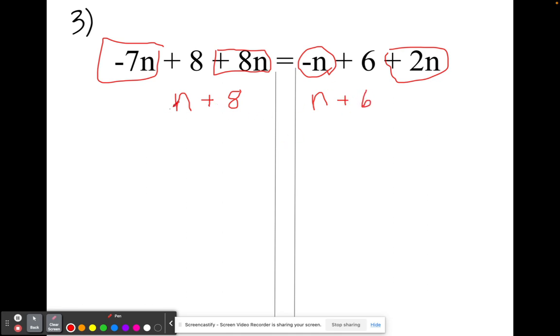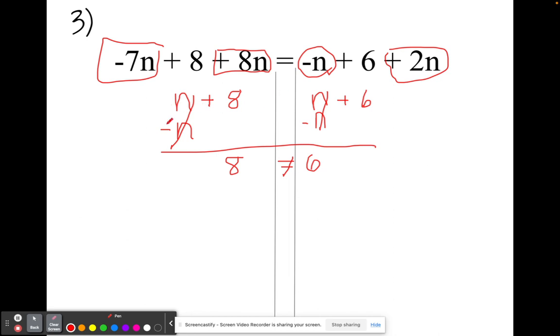Well, you can already see I have 1n on both sides. When I subtract n from both sides, my n will go away. So it's either going to be infinite solutions or a no solution. So then you ask yourself, does 8 equal 6? And no, 8 does not equal 6. That is not a true statement. Therefore, there are no solutions to this.